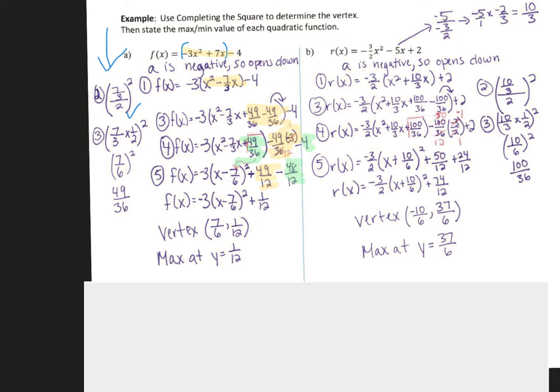And when we combine the stuff on the outside, so the 49 over 12 minus 48 over 12, we should get 1/12. So if we're going to identify our vertex, we pull that right out of our vertex form. It would be 7/6, because we switch the sign, we pull it out of the brackets there, and 1/12. Okay, and then our maximum is at the y value of our vertex, so our maximum is at y equals 1/12.